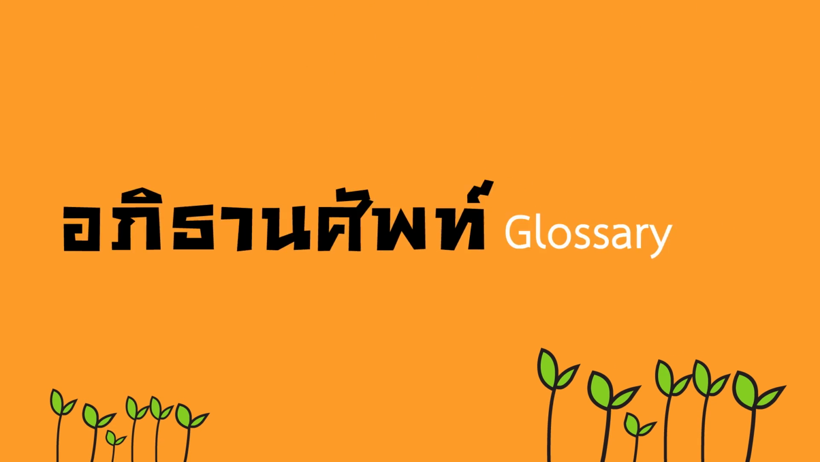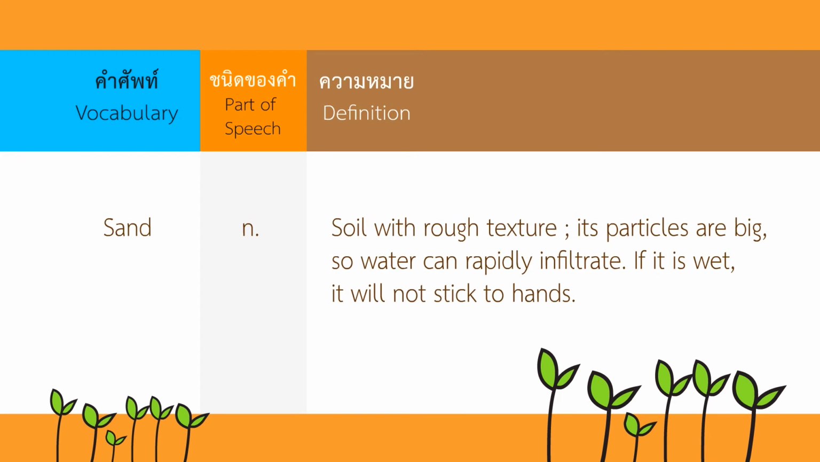Glossary. Sand. Soil with rough texture. Its particles are big, so water can rapidly infiltrate. If it's wet, it will not stick to hands.